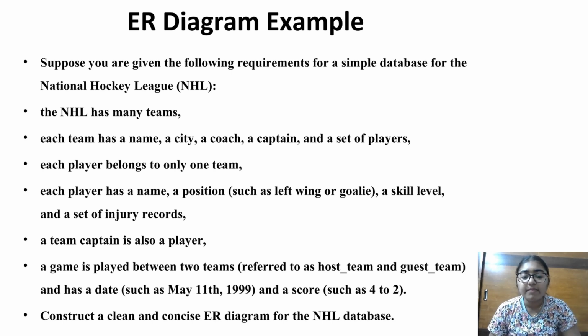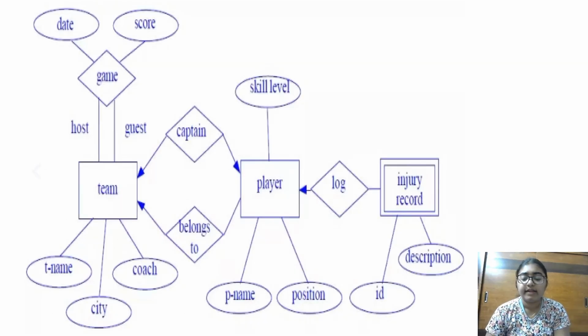A game is played between two teams referred to as host team and guest team and has a date such as May 11, 1999 and a score such as 4-2. Construct a clean and concise ER diagram for the NHL database. This is an ER diagram for the NHL database.